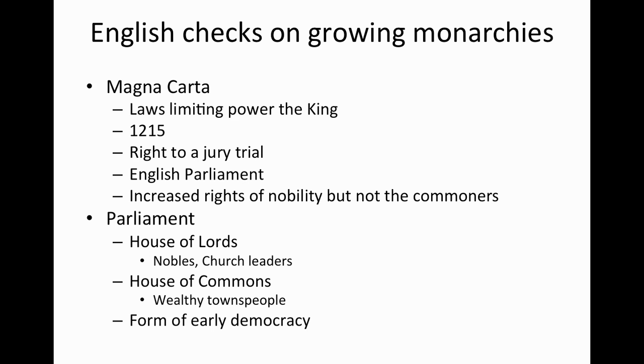So as the king grows more powerful, William the Conqueror and his descendants, the noble class recognizes they need to check that power. The Magna Carta outlined a right to a jury trial. It established English Parliament, which is like our Congress, and the rights of the nobility were increased, but not the commoners. They didn't have much say. Parliament had two houses. The House of Lords would represent the nobles and the church leaders, and the House of Commons would maybe represent the wealthy merchants or the wealthy townspeople. But a peasant would not have a say. So it's a form of early democracy, or at least early checks and balances, but it really wasn't democratic like you would see going forward.